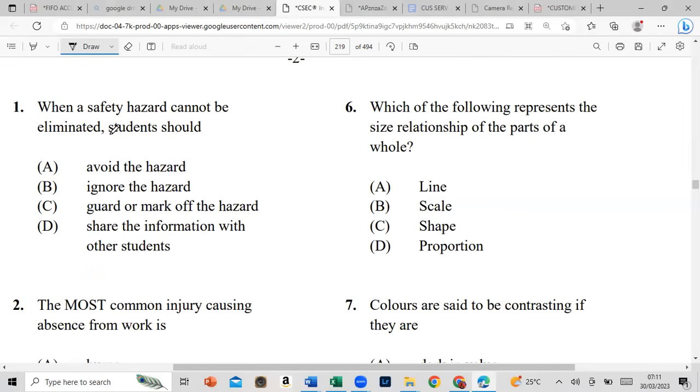If the hazard cannot be eliminated, students should: A. Avoid the hazard, B. Ignore the hazard, C. Guard or mark off the hazard, D. Share the information with other students. And that would be C.